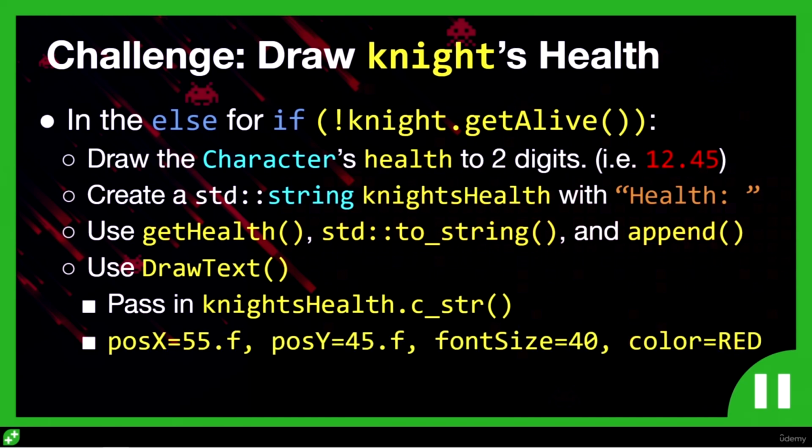For the rest of the parameters of drawText, use the same parameters we used when we called drawText in order to draw game over to the screen. Namely, posX will be 55, posY will be 45, font size will be 40, and color will be red. Pause the video and do this now.